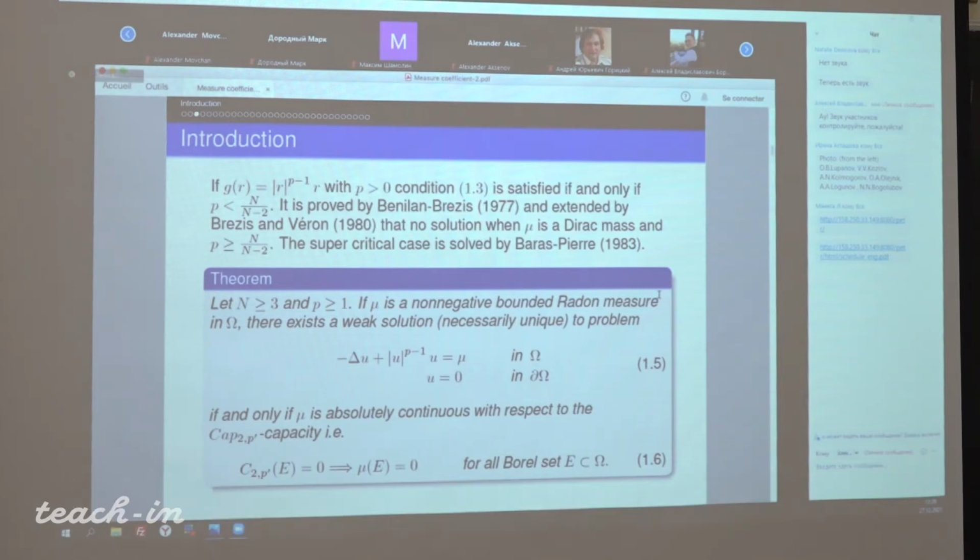C2p prime, which corresponds actually to the topological capacity. That means that if the C2p prime capacity of a Borel set is 0, then the measure must be 0. So this is the spirit of all the cases for solving this problem, in the case where there is no potential, where sigma is 1.